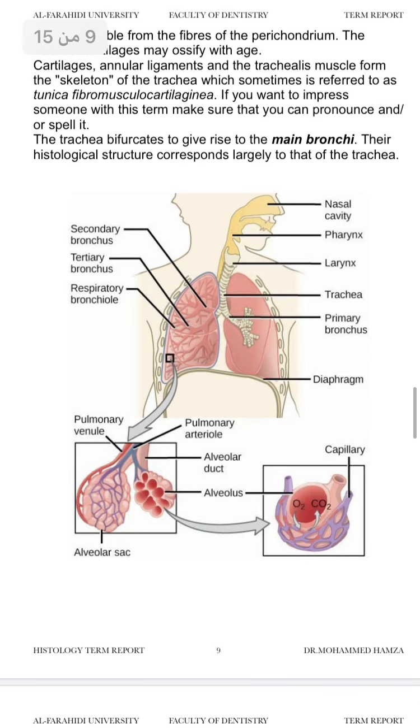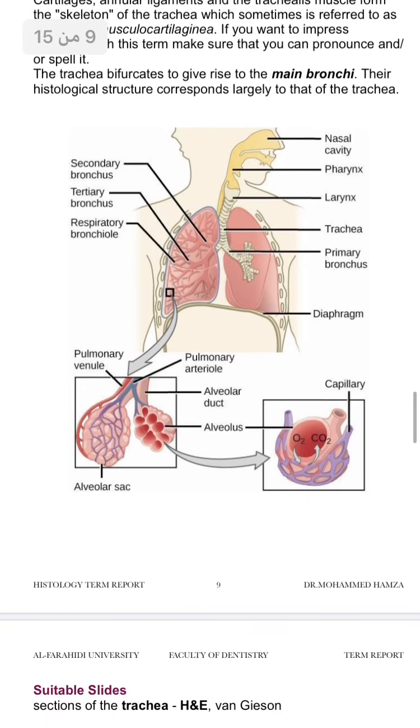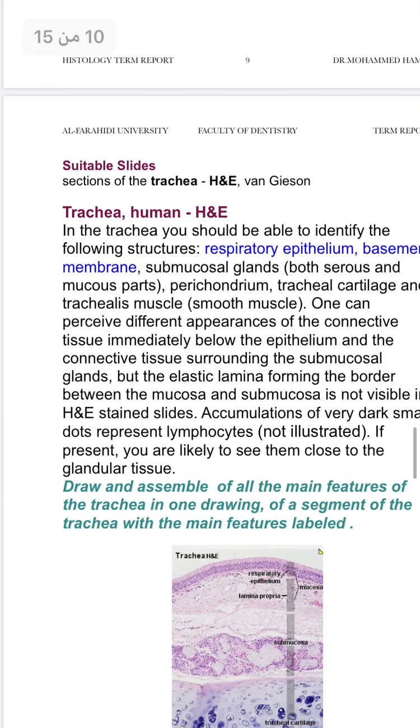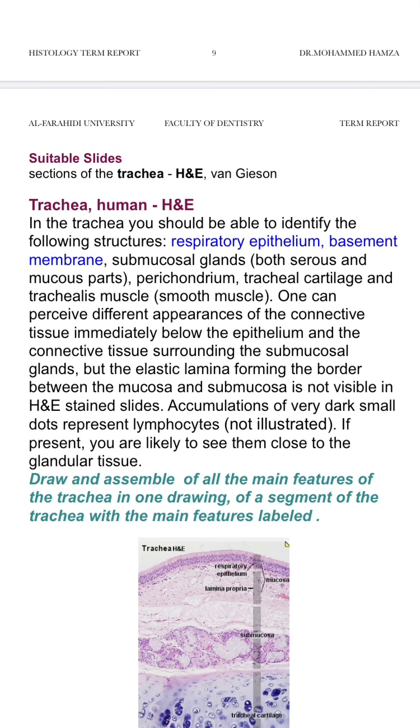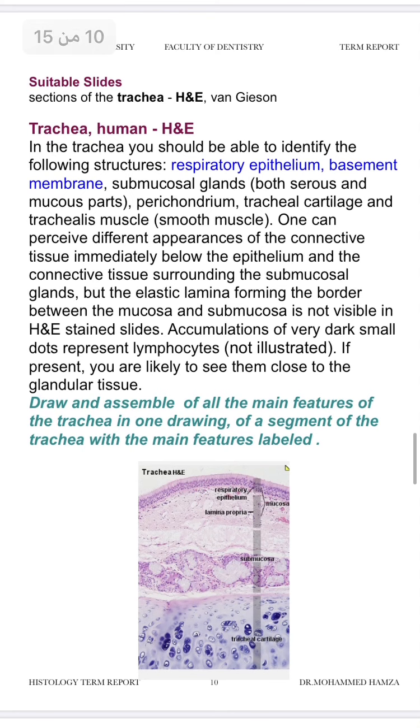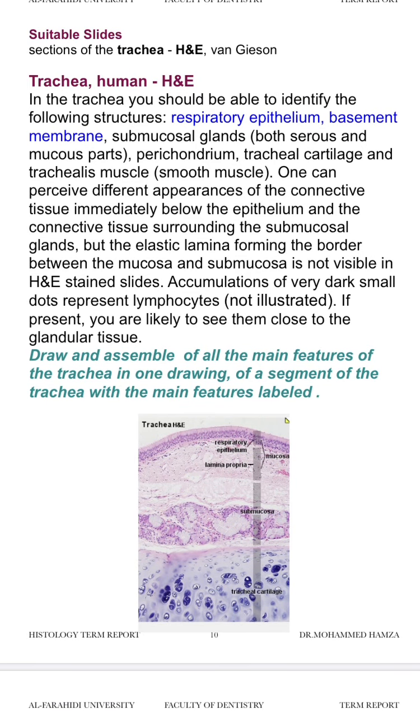Here we have the parts of the respiratory system, and we see here the capillaries and the alveoli and the trachea and the main bronchi. Now we move into the slide. We have here the slide of the trachea. In the trachea, you should be able to identify the following structures: the respiratory epithelium, the basement membrane, the submucosal gland, the perichondrium, the tracheal cartilage, and the muscle.